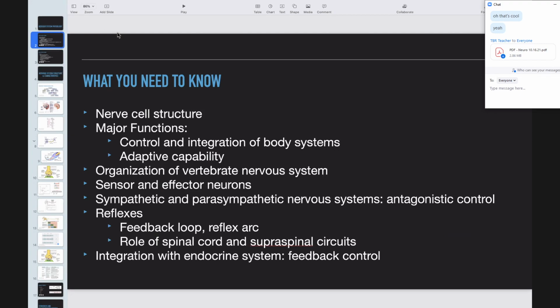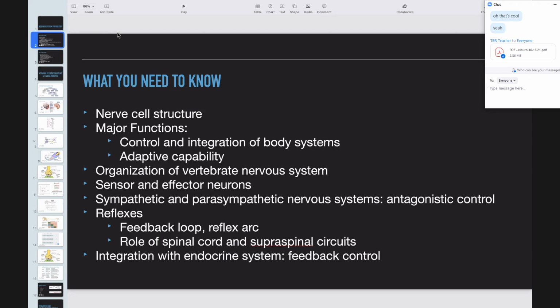So what we're going to need to know is the structure of a nerve cell. We're going to go over just the basic structure, the major functions of the nervous system, the organization of the vertebrate nervous system. So we're not needing to talk about invertebrates. We're not going to talk about the jellyfish neural net. We're going to look at the difference between sensor and effector neurons, so the sensory versus motor neurons, of the autonomic nervous system, the branches of the sympathetic and parasympathetic system.